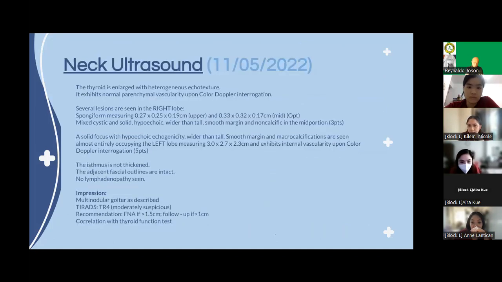So next slide. For the actual results of the patient, actually 3 tests were done for our patient. We have the neck ultrasound, the thyroid function test, and the fine needle aspiration biopsy. For the neck ultrasound, this was the result of the patient done last November 5, 2022. The thyroid is enlarged with heterogeneous echo texture. It exhibits normal parenchymal vascularity upon color Doppler.